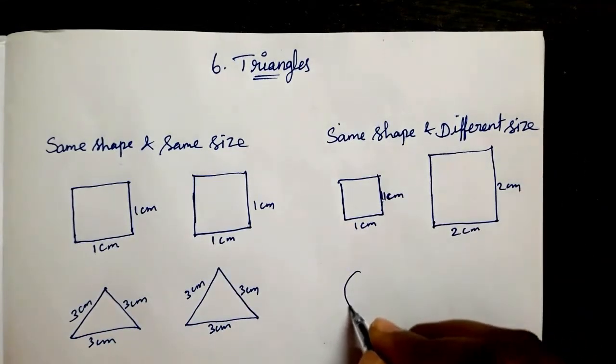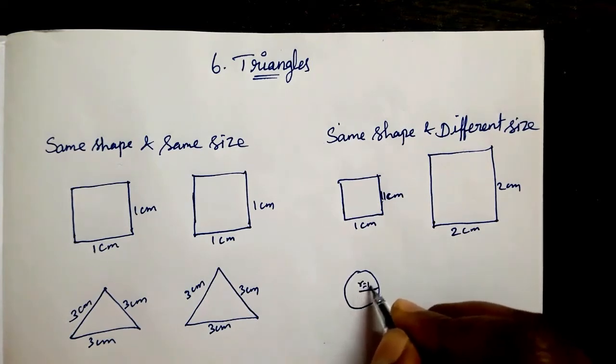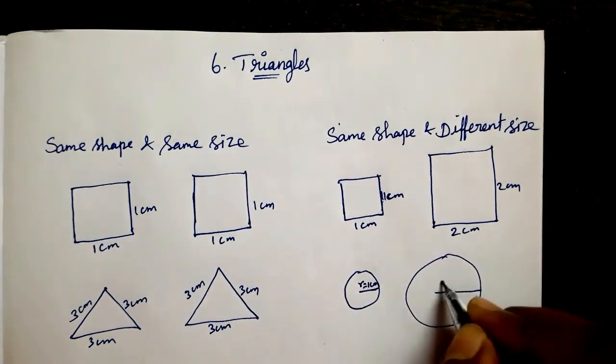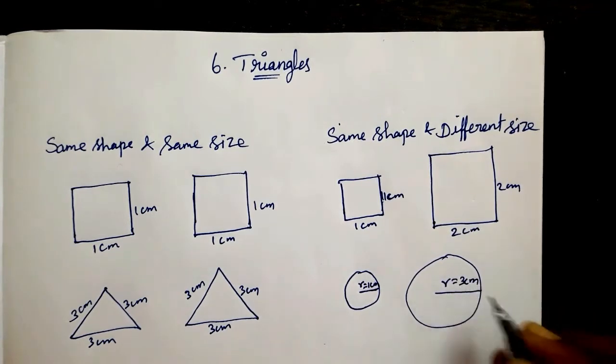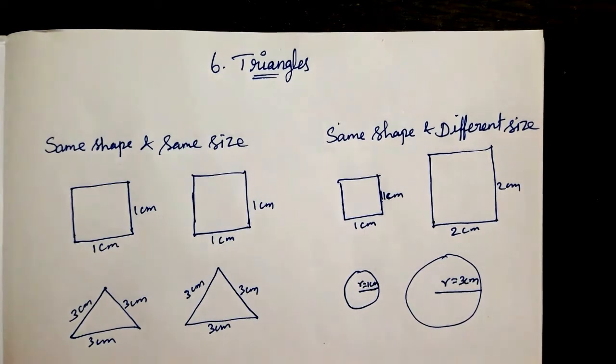And one more example, let us consider a unit circle. Here radius 1 centimeter. Let us consider another circle, here radius 3 centimeter. So it is the example for same shape and different sizes. Next example, different shapes and different size.